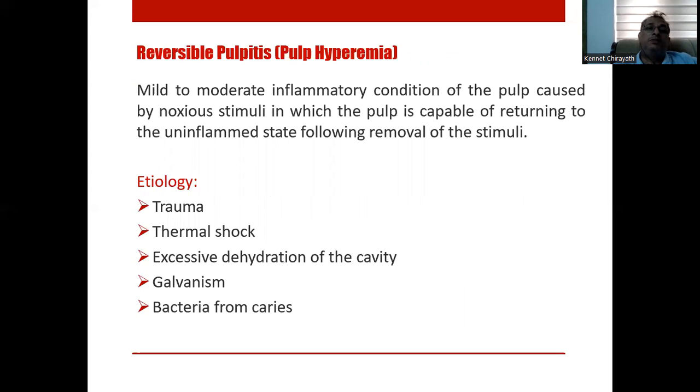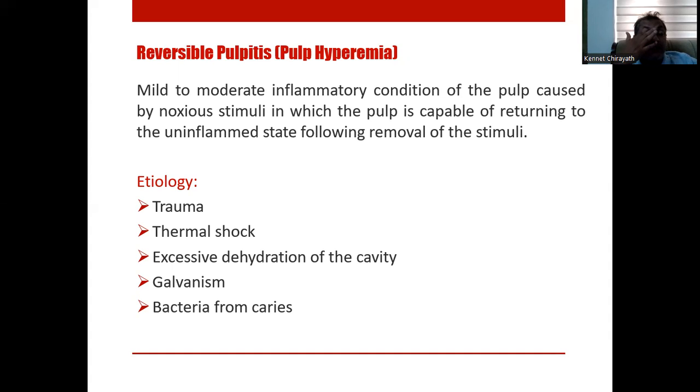Okay. Now comes reversible pulpitis, or hyperemia. As the name indicates, it can be reversed to the normal pulp when the irritating factor is removed. It is a mild to moderate inflammatory condition of the pulp caused by noxious stimuli, in which the pulp is capable of returning to the uninflamed state following removal of the stimuli. That is reversible pulpitis, or another name, pulpal hyperemia.